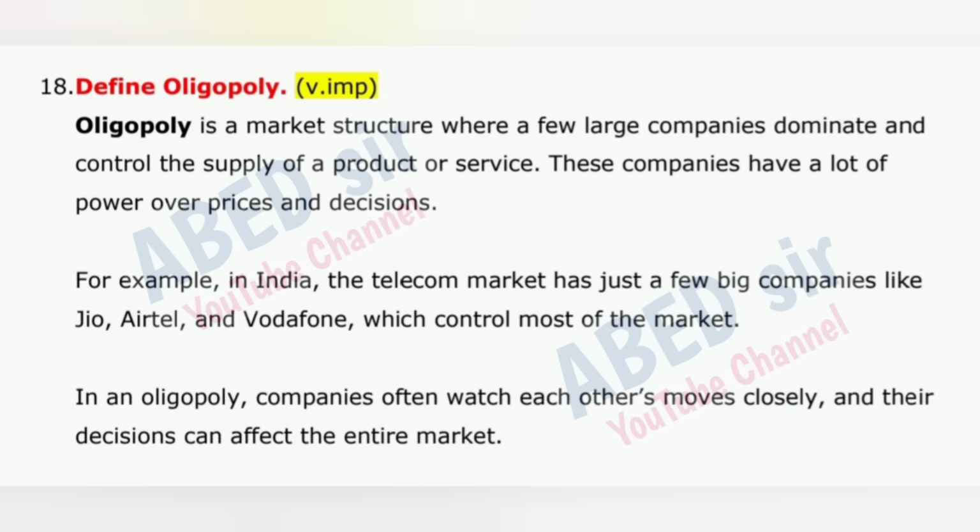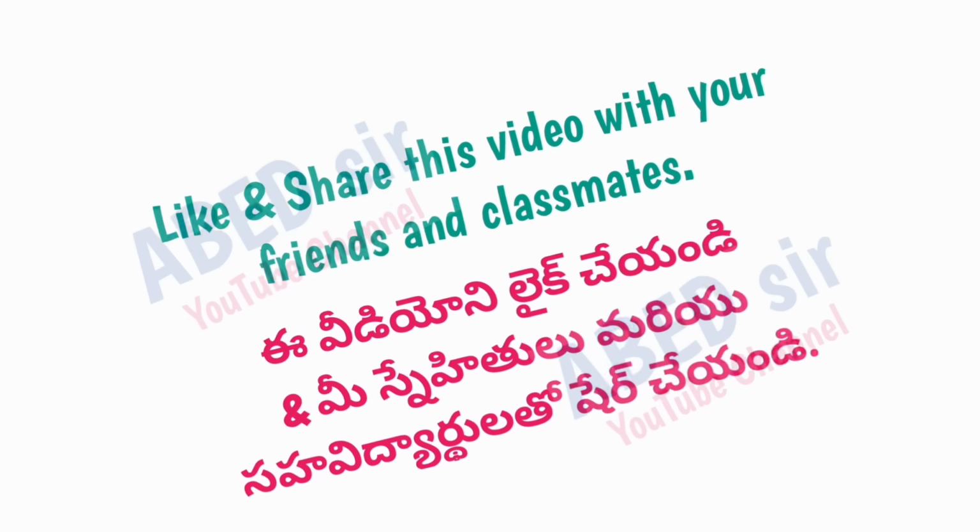Define oligopoly. Oligopoly is a market structure where a few large companies dominate and control the supply of a product or service. These companies have a lot of power over prices and decisions. For example, in India, the telecom market has just a few big companies like Jio, Airtel, and Vodafone, which control most of the market. In an oligopoly, companies often watch each other's moves closely, and their decisions can affect the entire market. Next important question is 19.